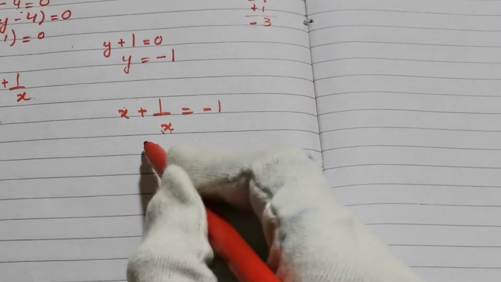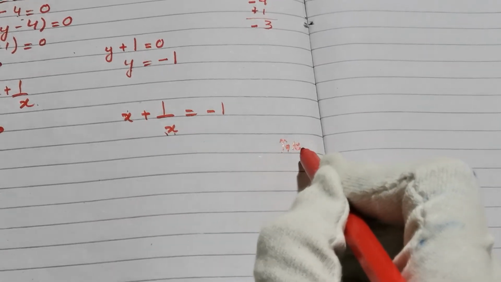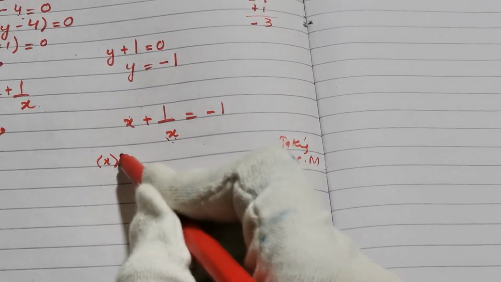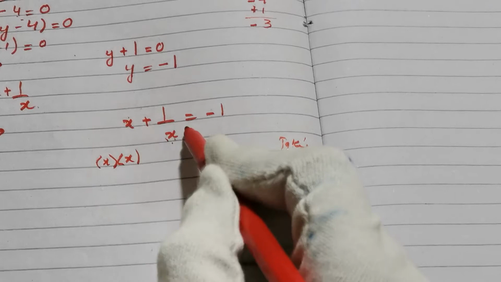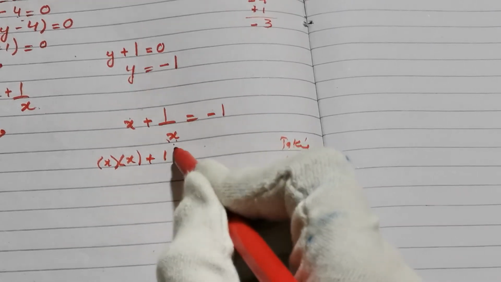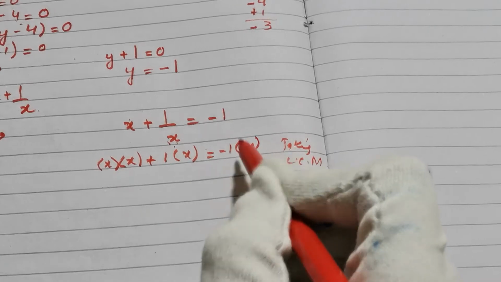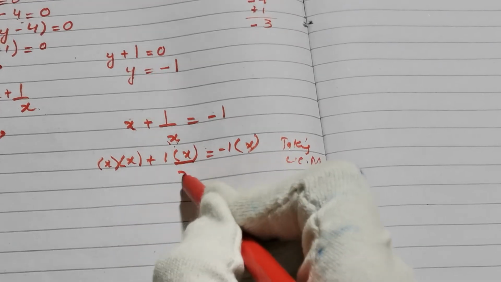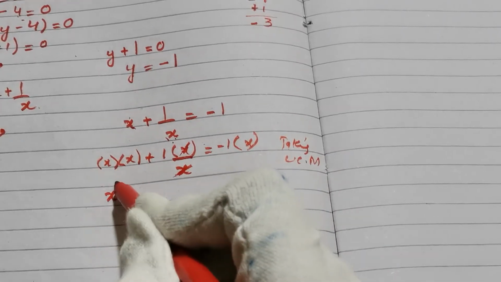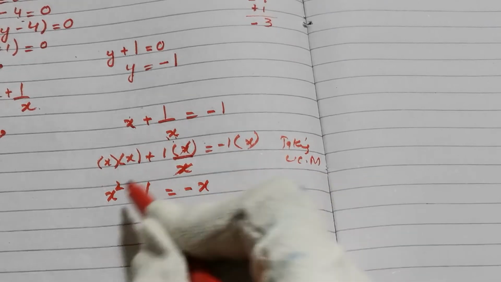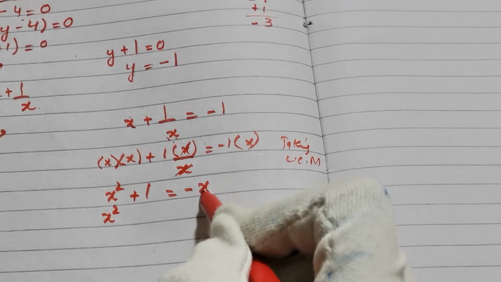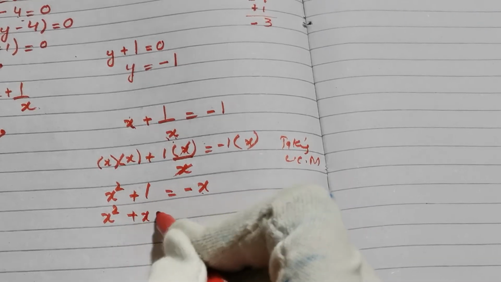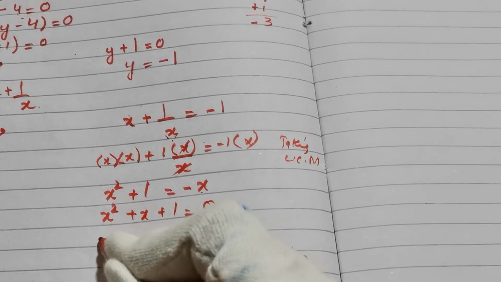Now we'll solve this equation, taking LCM, and LCM is simply x, so we multiply each term by x. x is multiplied by x, plus 1 into x is equal to minus 1 into x. All 3 terms are multiplied by x. x cancels, but left is x square plus 1 is equal to minus x. Negative x, when we take it to the left side, becomes positive x, so x square plus x plus 1 equal to 0. So again we will apply the quadratic formula.